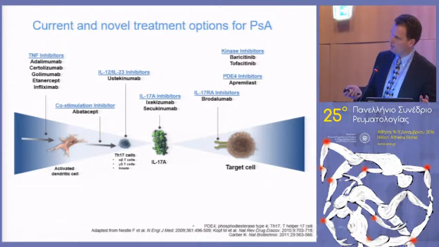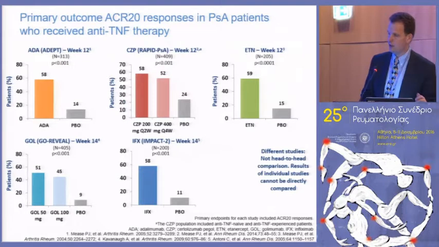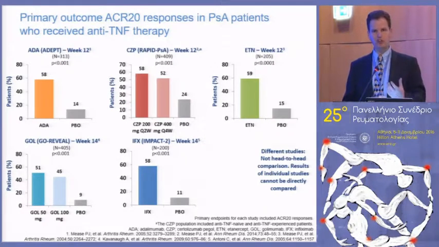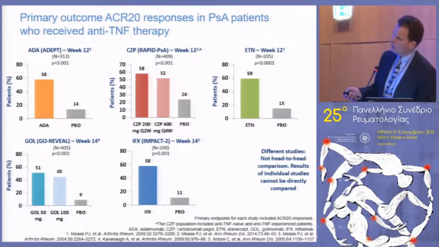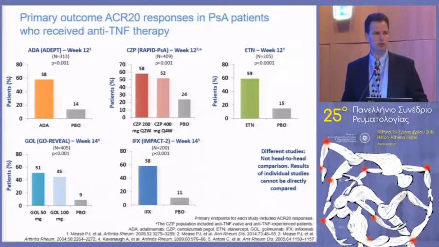So, TNF blockers, you know them all. Here are the data. What I've done in one slide is put each of the pivotal phase 3 trials in one place for you. And you see here the outcomes: adalimumab, certolizumab, etanercept, golimumab and infliximab. What you can see is that the general 50 to 60% rule for responses to a TNF blocker in PsA was consistent across the studies.